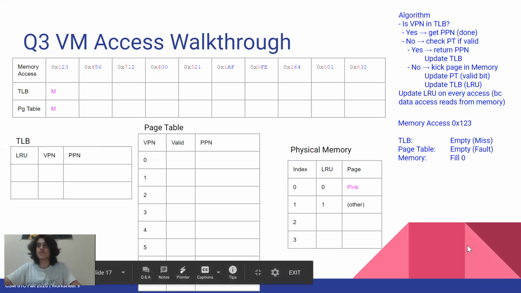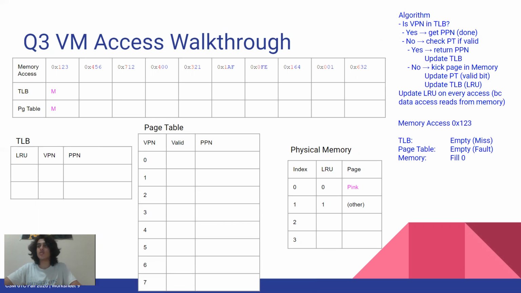So the typical algorithm is, if our VPN is in the TLB, then we can just get the PPN directly. If not, we look at the page table. If it's there, then we get the PPN directly from there, and then update the TLB, because it's least recently used. So we want to put that in our TLB. And if it's not in the page table, then we want to get it from our memory, and then update on every access.